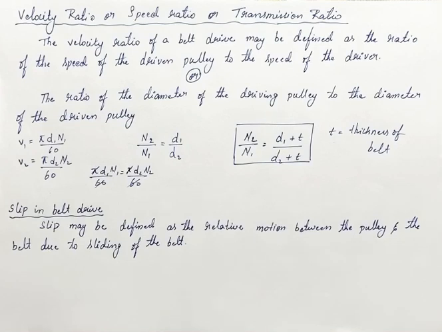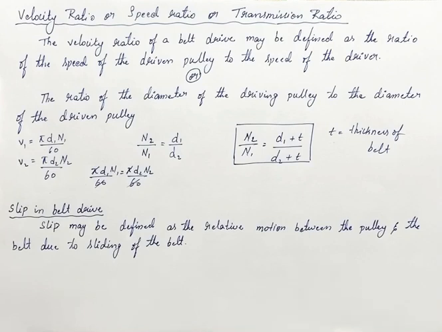Right. The slip might occur in two or three cases. The first one is if the difference between the belt tensions, that is, in the tight side and the slack side of the belt, is not equal to the force of friction. That is one case.